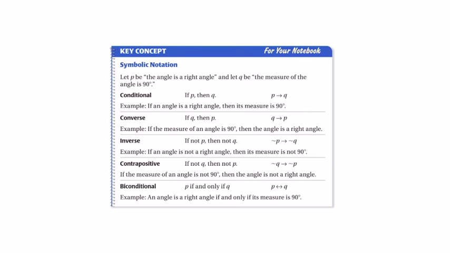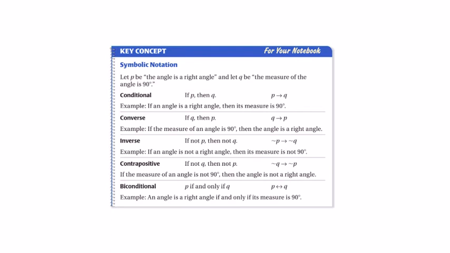Alright, and a contrapositive, you swap the hypothesis and conclusion and negate them as well. So a contrapositive is a combination of the converse and inverse. You can take the inverse and then the converse, or you can take the converse and then the inverse. Alright, and that statement would be not Q implies not P. If the measure of the angle is not 90 degrees, then the angle is not a right angle.